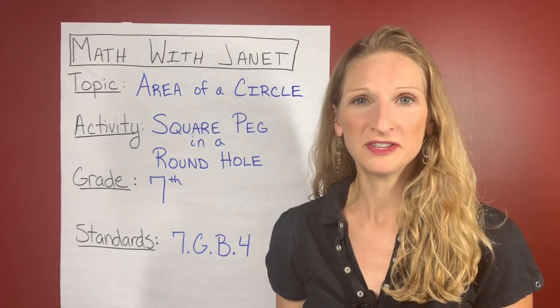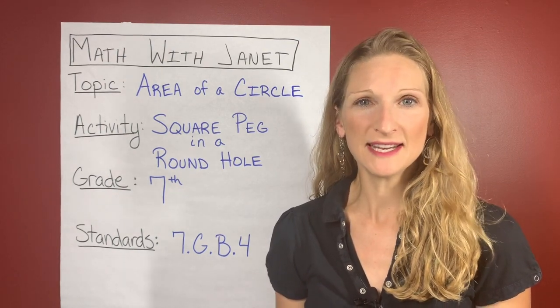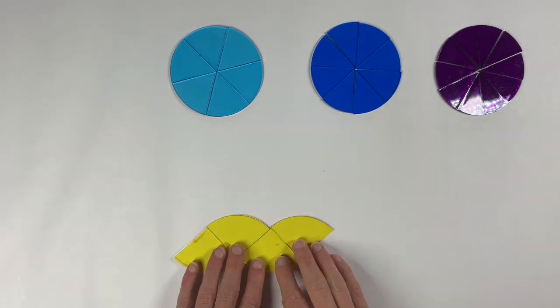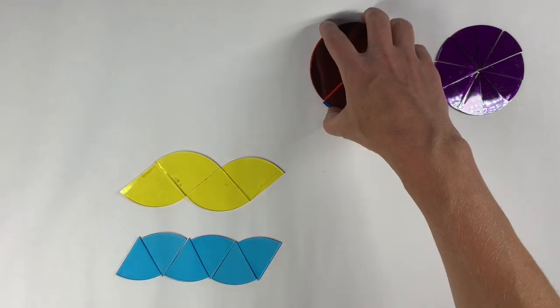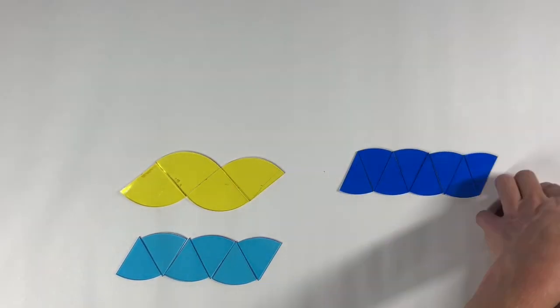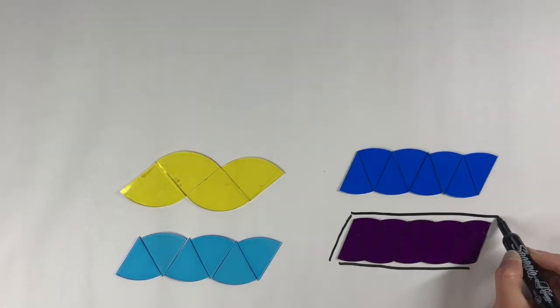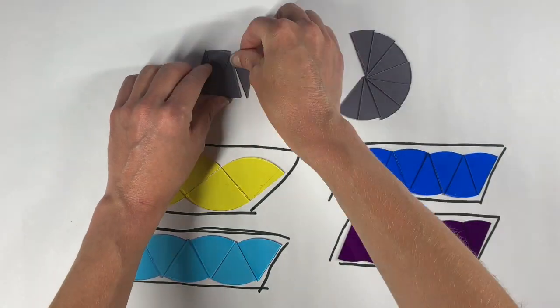Then in part 2 of this activity, students will decompose the circle into several pieces. And much like they did in 6th grade, they will try to rearrange those pieces to form a different shape that's more familiar, that they can use then to calculate the area.